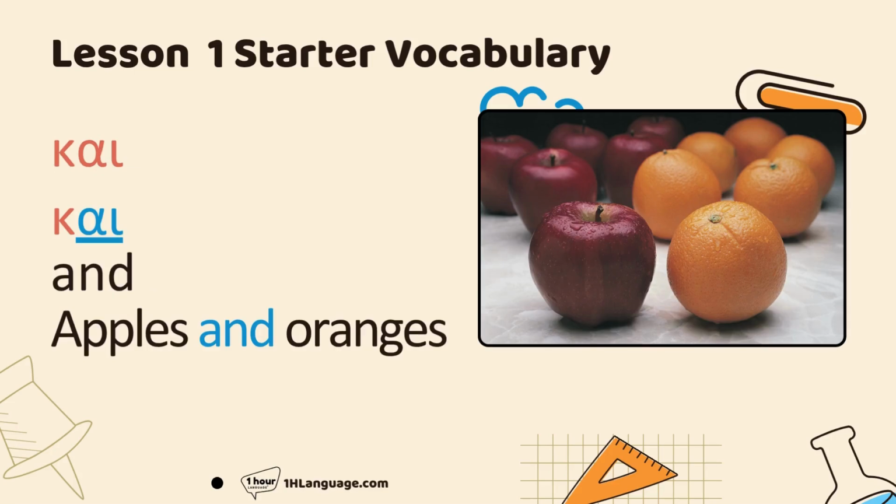Say this word. So you see the letter combination here that you learned in the alphabet. A and I together make E, with a kappa sound. And it means and, as in apples and oranges.